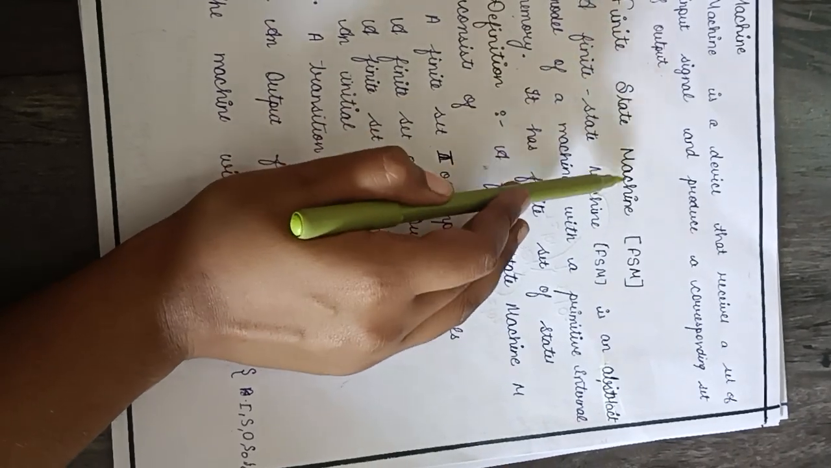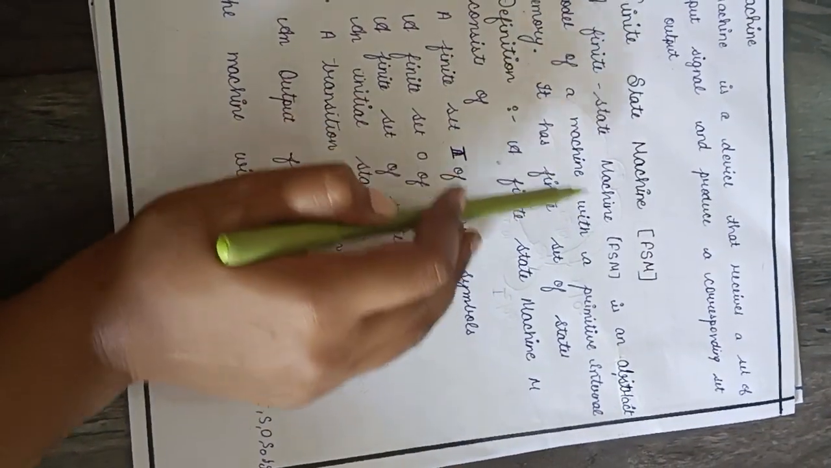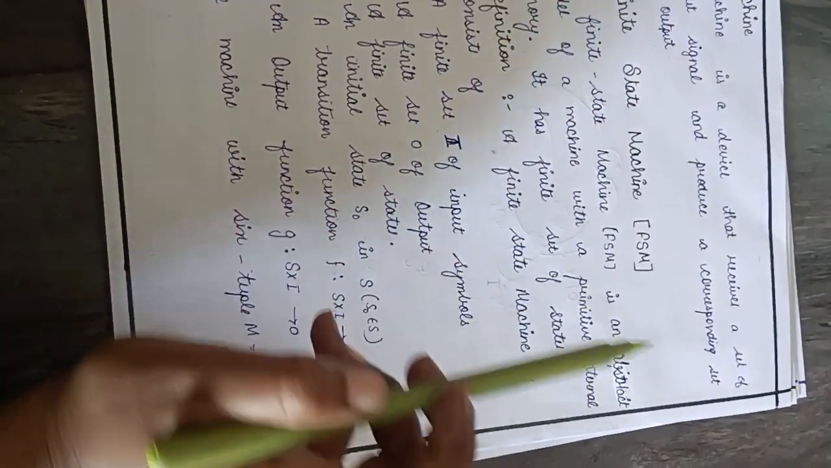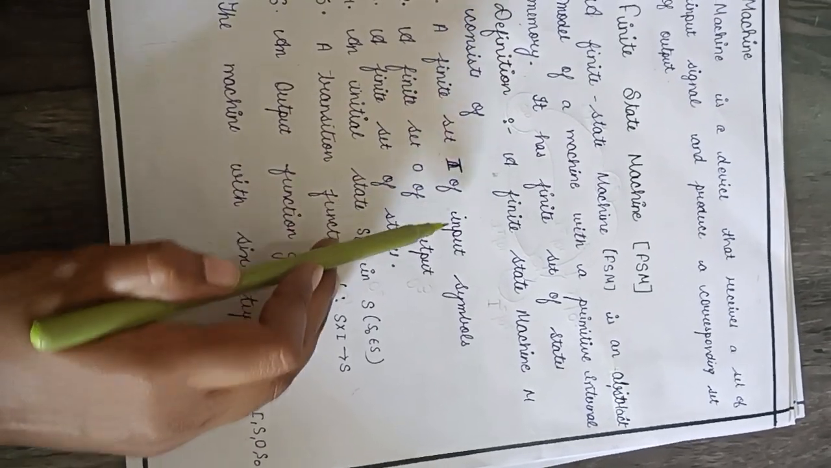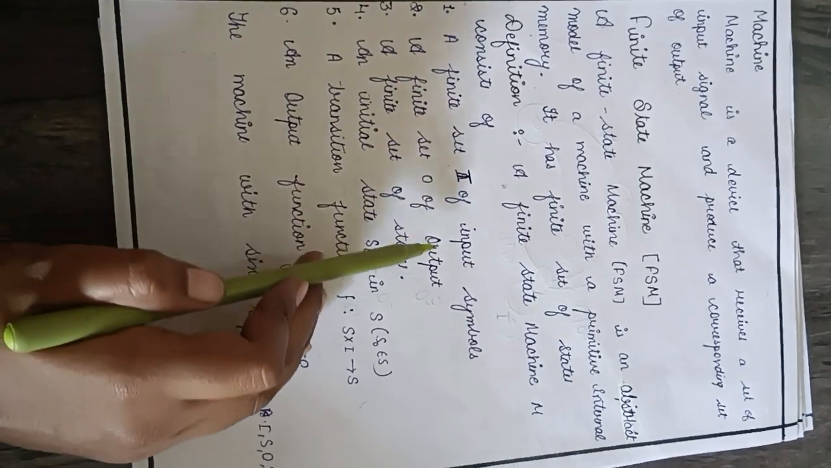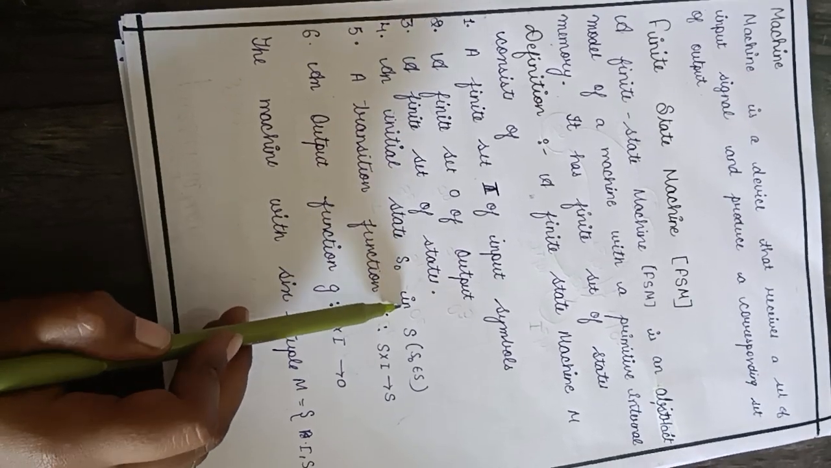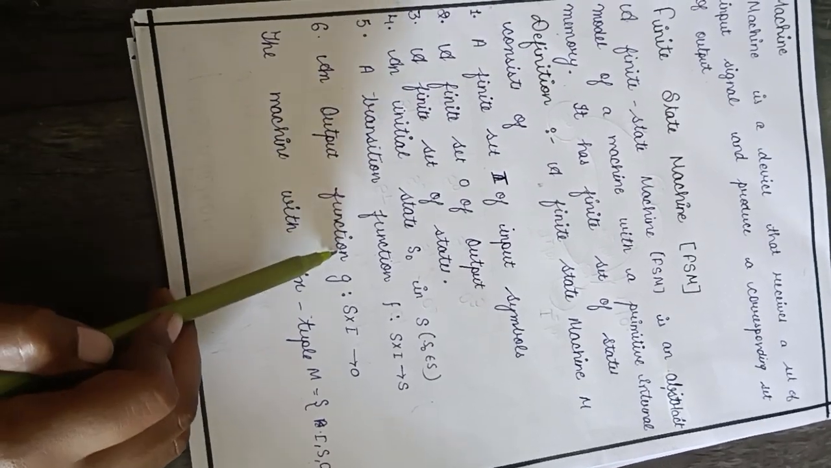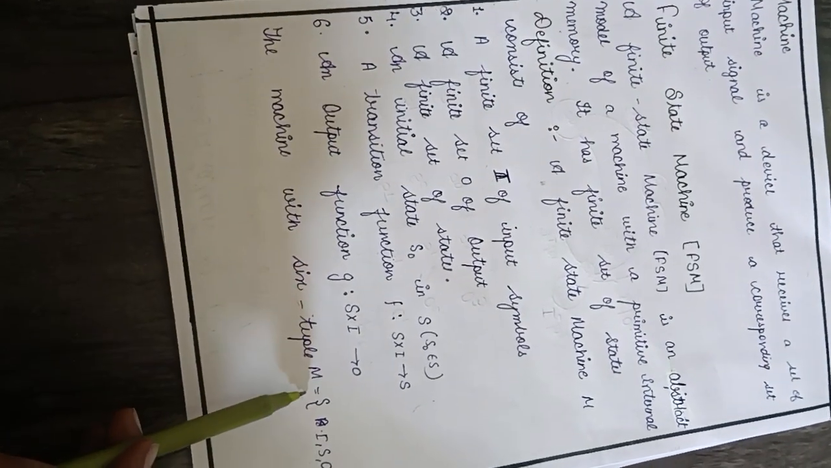Next we have the finite state machine. A finite state machine (FSM) is an abstract model of a machine with a primitive internal memory. It has a finite set of states. A finite state machine M consists of six tuples: a finite set I of input symbols, a finite set O of outputs, a finite set S of states, an initial state S0 belonging to S, a transition function f, and an output function g. The machine with six tuples is M = (I, S, O, S0, f, g).